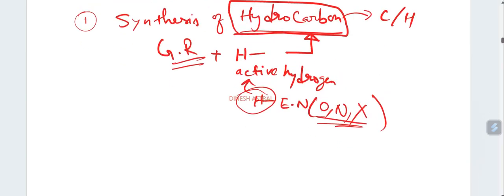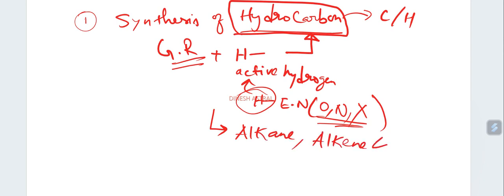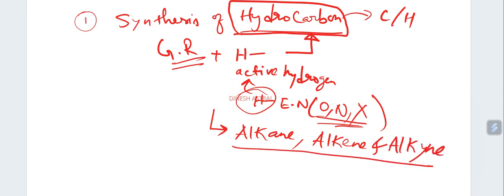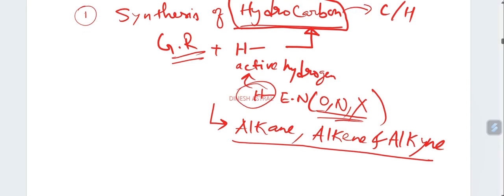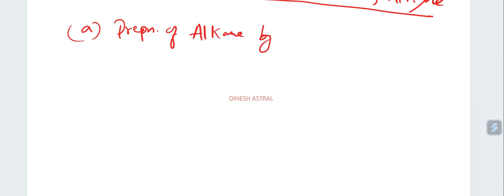Now in hydrocarbon, here first we will prepare alkane, then we will prepare alkene, and the last one alkyne. Got it? So let us start with alkane. Preparation of alkane, number A, by Grignard reagent.